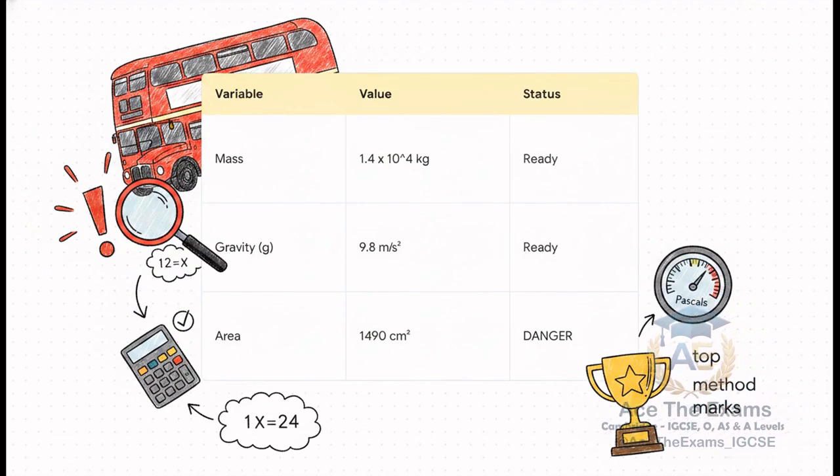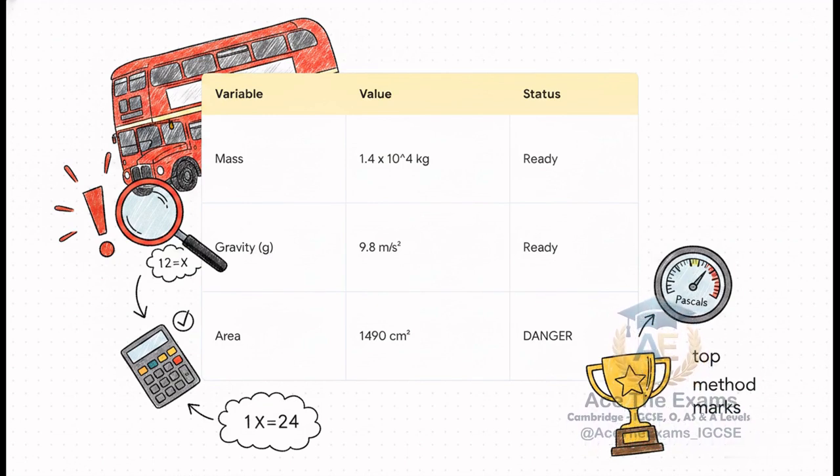Our variable for mass is ready to go in kilograms. Perfect. Gravity is locked in at 9.8 meters per second squared. Also perfect. But the area? That is flashing red. 1490 square centimeters is your massive spot the error moment. To get pressure in pascals, your area absolutely must be in square meters.